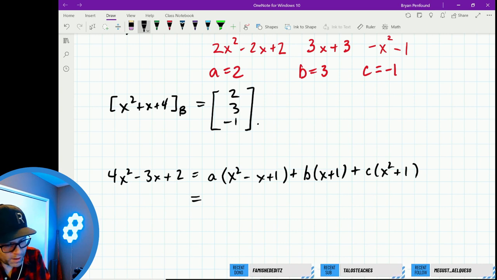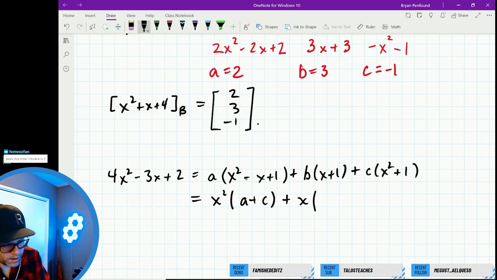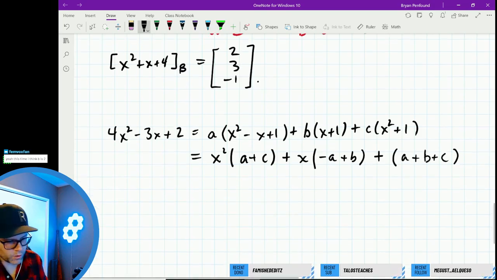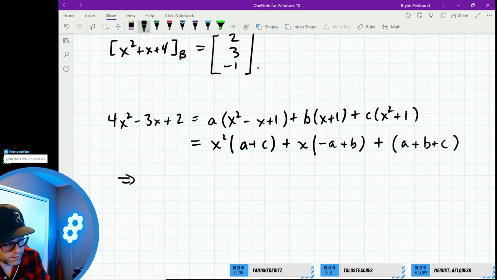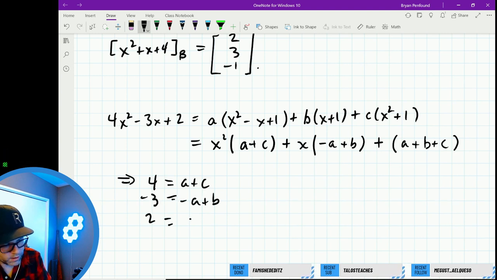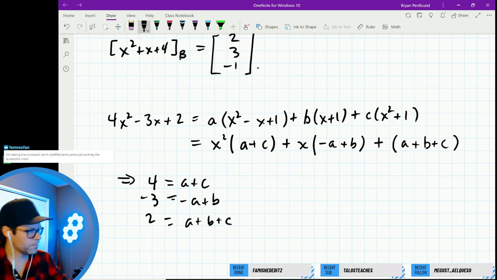But anyway, let's expand this out just so I can see how things are interacting. So for the x squares, I should have a plus c, right? This is the coefficient that I need to capture my 4. For the x's, we have minus a plus b. And for the constants, we have a plus b plus c. So typically we'd want to solve something that looks like this. We need 4 to equal a plus c. We would need -3 to equal -a plus b. And we need 2 to be the sum of all 3 of them.